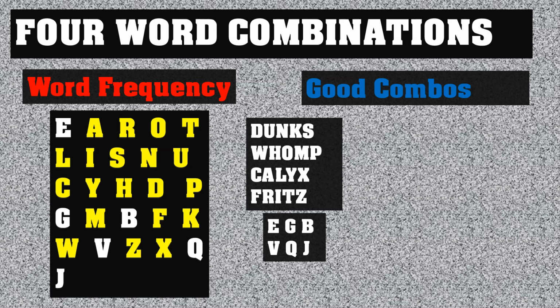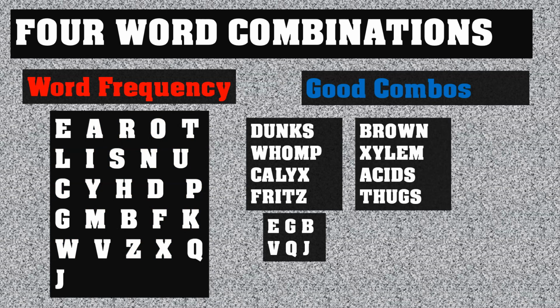What I don't like about this list is that the letter E, the number 1 letter, is actually not covered in this. So that's why this one is not my favorite combination. Let's look at a combination that I put together that I think is a little bit better. Brown, xylem, acids, and thugs. And with this one, you're actually getting 19 letters because the letter S is repeated in acids and thugs.